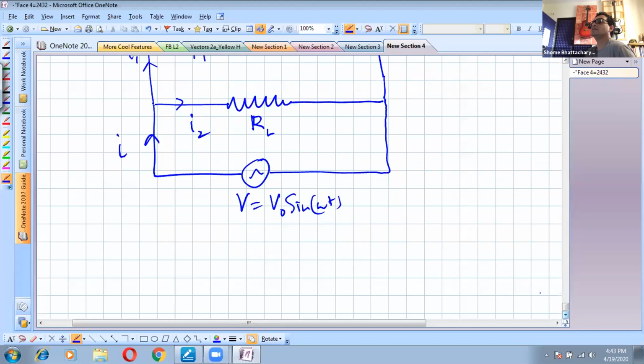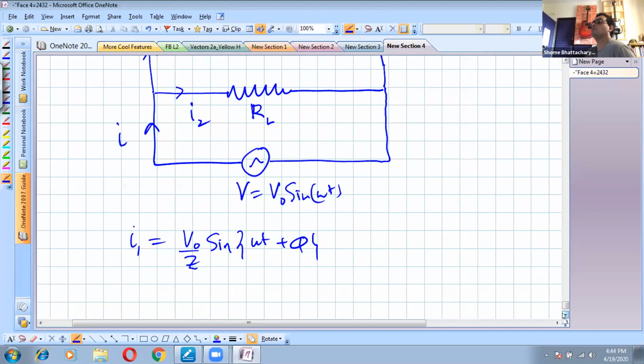Now we can understand what will be my I1. If V is equal to V0 sine omega t like this, my I1 will be V0 divided by the impedance of that circuit into sine omega t plus some kind of phase constant itself. Fine. And what will be my I2?